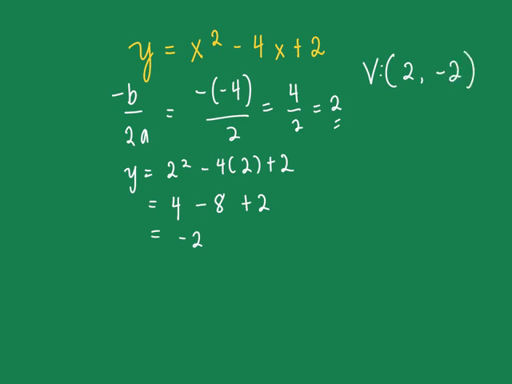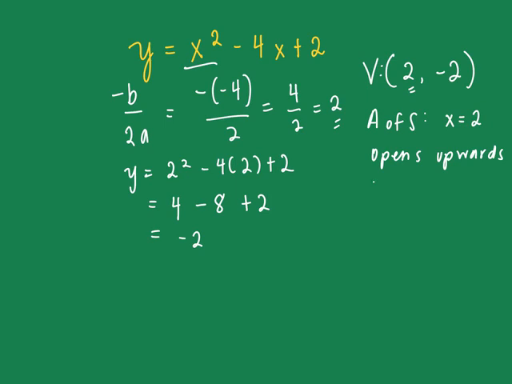So the rest is of course very easy. From our vertex, we can get our axis of symmetry from the x-coordinate. So that means our axis of symmetry is at x equals 2. Of course, since the coefficient of our x squared is 1, that means our graph opens upwards. Its width is the same as the parent function, obviously, since the coefficient is 1.